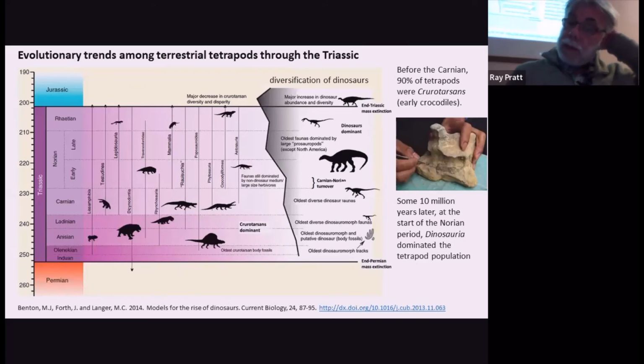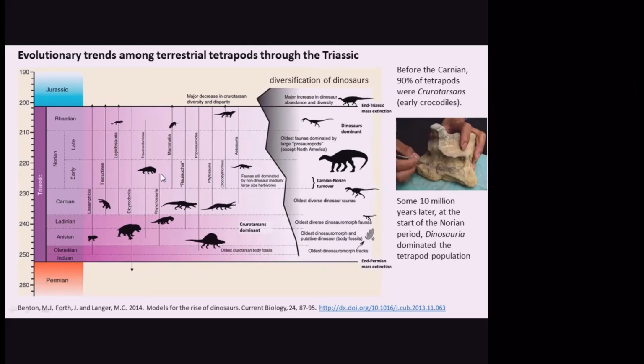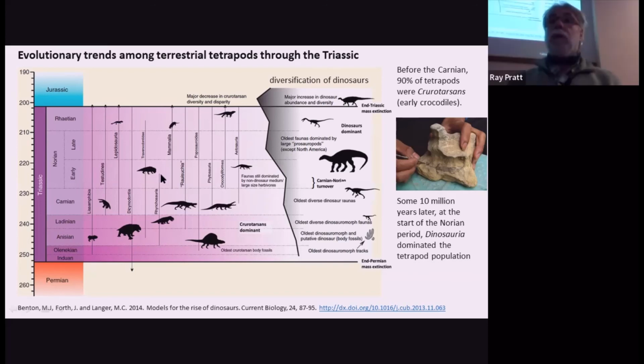Let's just quickly look at how this relates to dinosaur evolution. In the early Triassic through to the Carnian, virtually all of these tetrapods, all of these reptiles and amphibians, were these Crurotarsans, the early crocodiles. And then a relatively short time later, there's a complete evolution away from the early crocodiles into true dinosauria. That evolutionary change took place very, very quickly around the Carnian-Norian boundary. And that's not just the case here in Warwickshire, it's also true all around the globe.